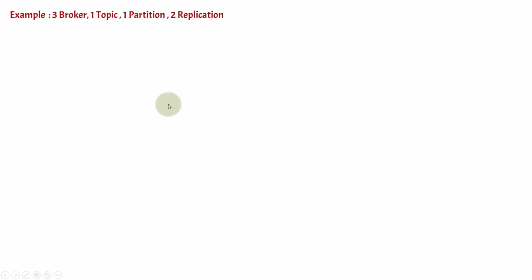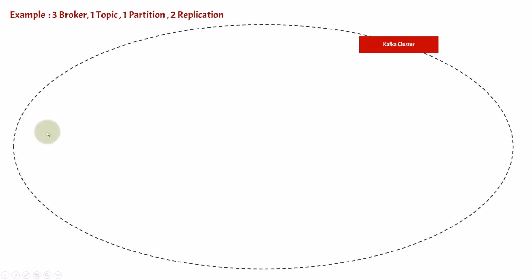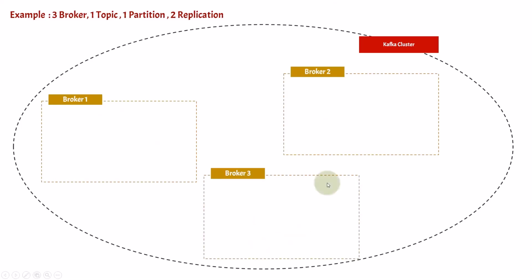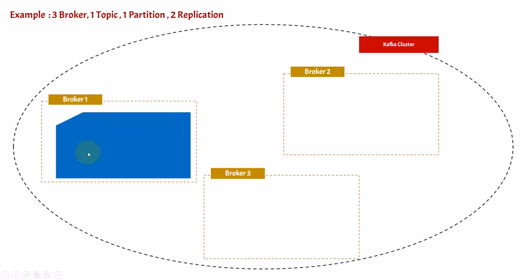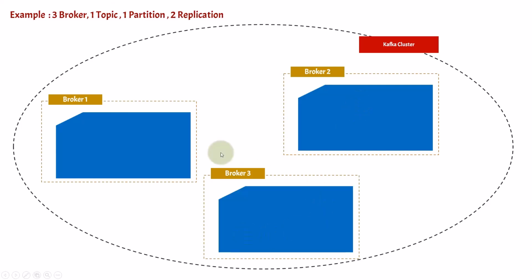Coming to the second example, we are taking 3 brokers, 1 topic, 1 partition and 2 replication. We'll understand it pictorially. So let's say this is the Kafka cluster and there is again broker 1, broker 2 and broker 3. In this case we are taking an example of a single topic, because the same rule will be applied for multiple topics, that is different topics. So the topic will be present here, here and here, on all the 3 brokers.